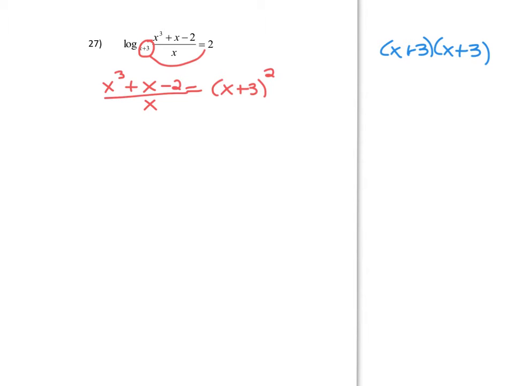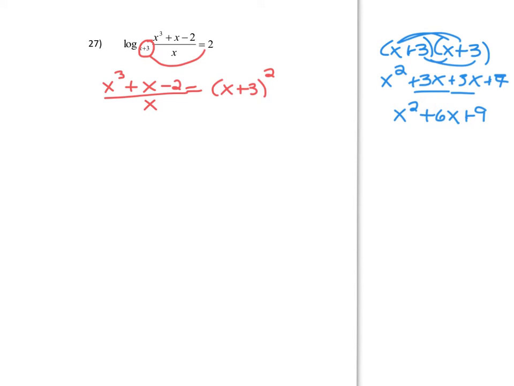So I wind up getting x times x is x squared. X times 3 is 3x. 3 times x is 3x. And 3 times 3 is 9. And then when I combine my like terms, 3x plus 3x is 6x. So I get x squared plus 6x plus 9.